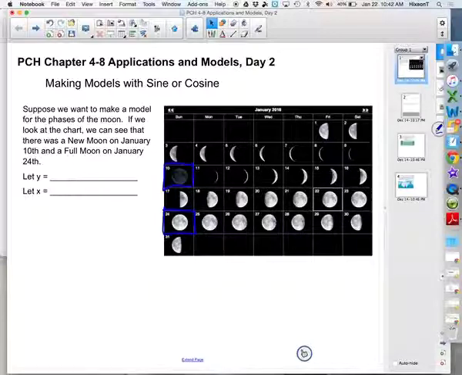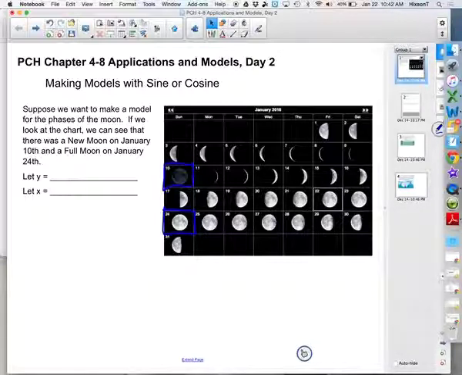So what we're going to do is create a model for this so that we could punch in any day of the year and figure out what phase the moon is going to be at, all right? Now, one important thing, though, is to define our variables, okay? Because obviously I can't let y equal the phase of the moon, because how do you plot new or full or crescent or whatever? Those are categories, they're not numbers.